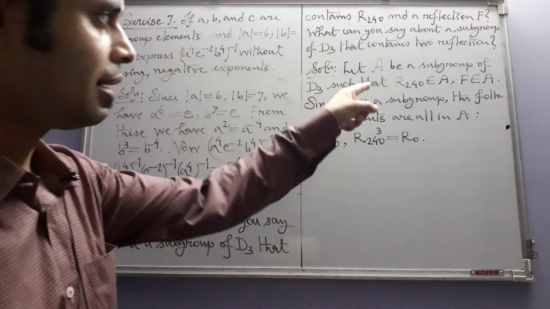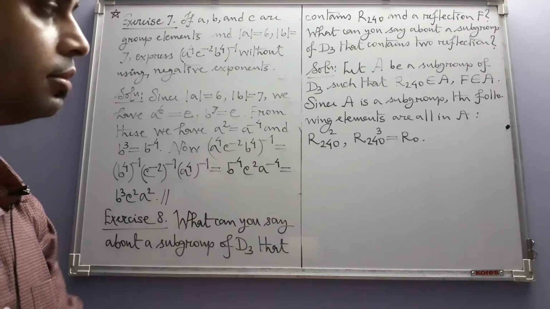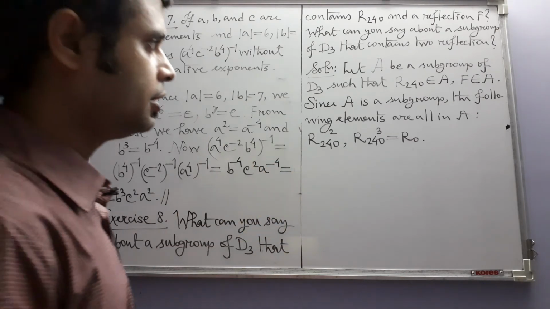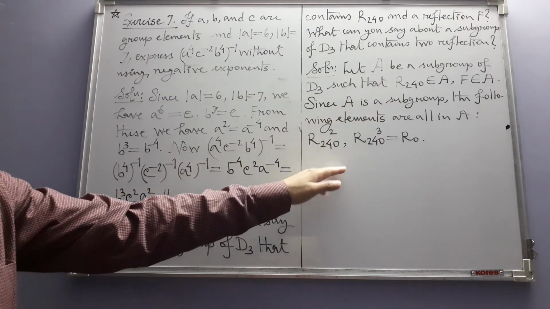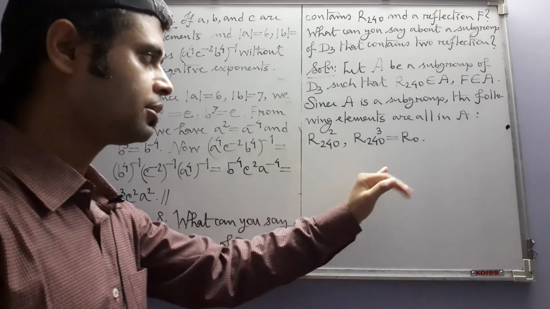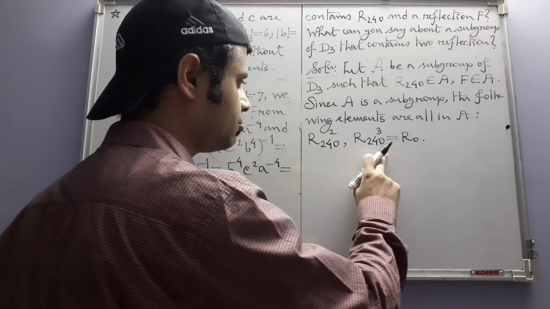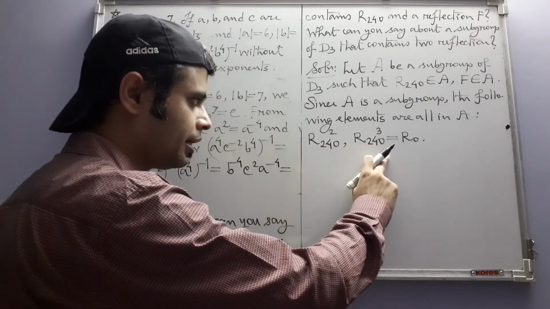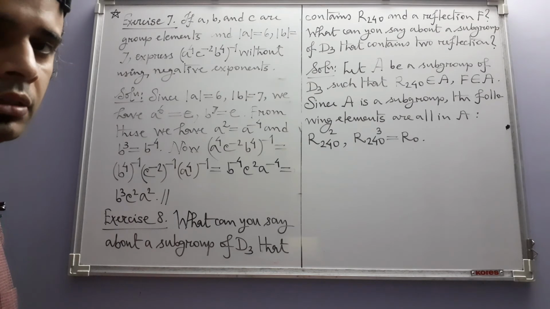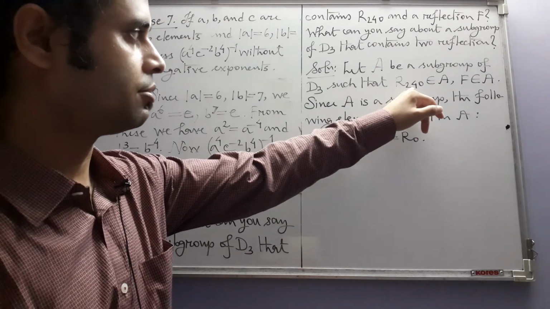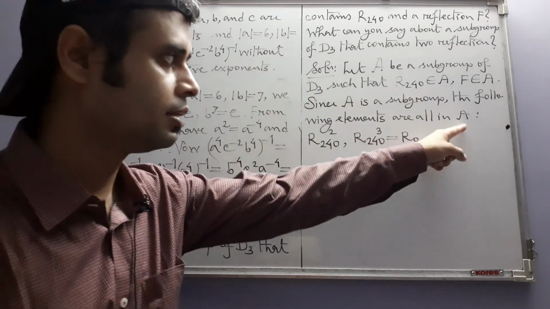And note that R240, R240 square and R240 cube are all distinct elements in D3 because of the cancellation law. If you assume R240 equals R240 square, then you can cancel R240 from both sides using one of the cancellation laws, and that would give you R240 equal to R naught, which clearly is not true because R240 is not the identity map. Likewise, these two also cannot be equal, because cancelling R240 square from both sides, you get the same contradiction. And if you assume this is equal to this, then you are assuming R240 equals R0, the same contradiction. So these are three distinct elements in the subgroup A.